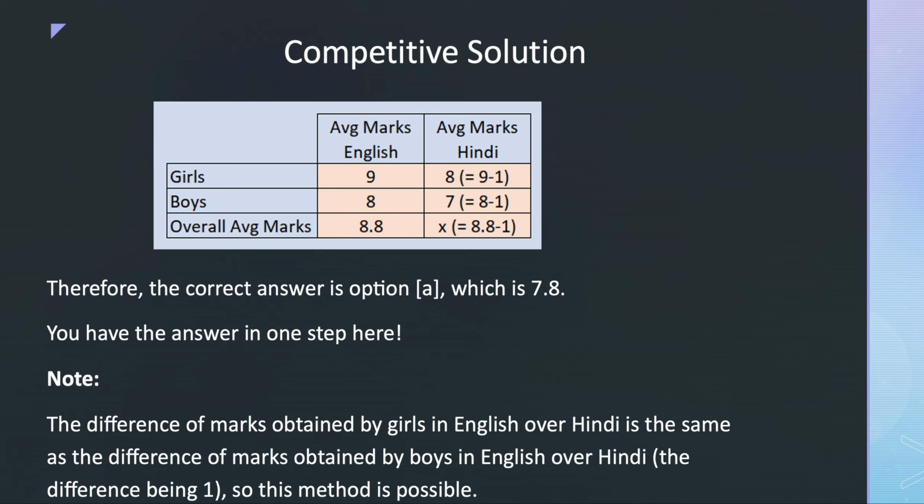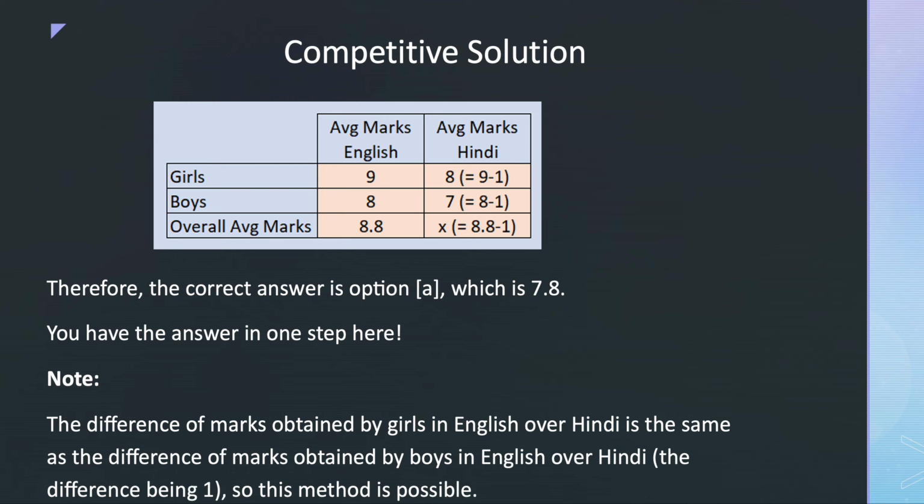Let's look at the competitive solution for this. I have copied over the same chart which was given in the question to this slide. And what I've done here is I've just given the average marks in Hindi as calculated from the average marks in English. Basically, the average marks in English for girls is 9 and in Hindi it is 8, which is exactly 1 lesser than the average marks in English. Similarly, for boys, the average marks in Hindi is 1 lesser than the average marks in English, 8 and 7.